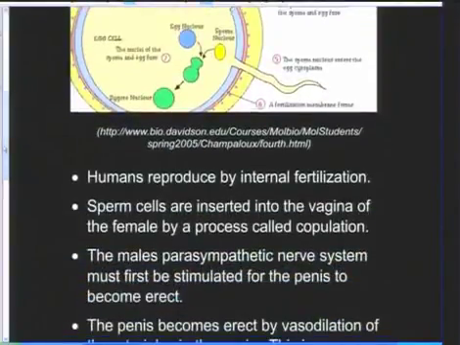Human reproduction is by internal fertilization, most of the time. Am I right? Yes, you can have in vitro fertilization. IVF, that's the abbreviation.